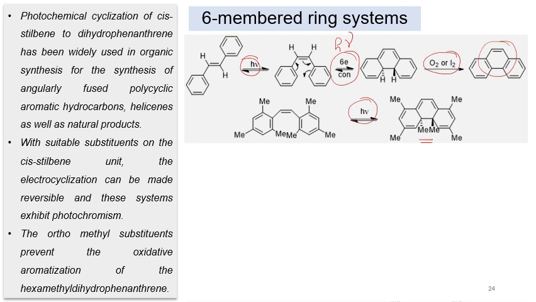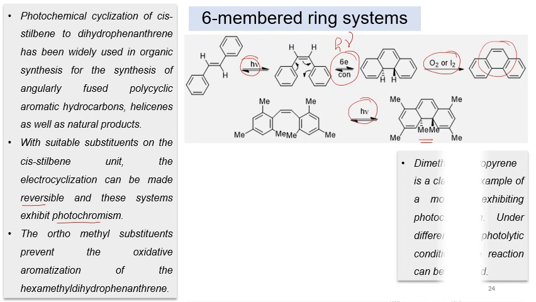Very often when you have suitable substituents on the stilbene unit, these electrocyclizations can be made reversible, and this can give you a very important phenomenon called photochromism, in which case the ortho-methyl substituents will prevent the oxidation or the aromatization of the phenanthrene. In this particular case, it was pretty easy to oxidize, whereas here it is not possible to oxidize or aromatize the dihydrophenanthrene to the parent aromatic system. Therefore, this reaction can be made reversible.